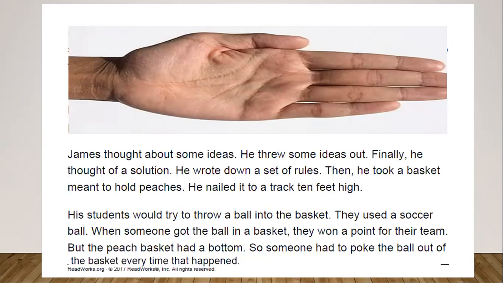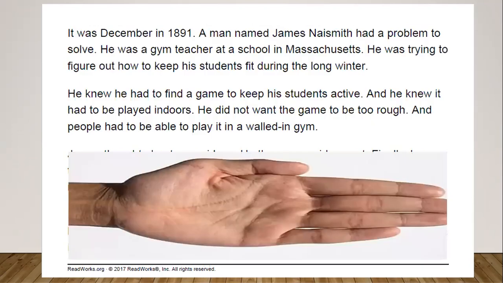They used a soccer ball. When someone got the ball in a basket, they won a point for their team. But the peach basket had a bottom, so someone had to poke the ball out of the basket every time that happened. Okay, that's enough to cover, and I'll cover it with my hand. All right, we're thinking about what we just read.